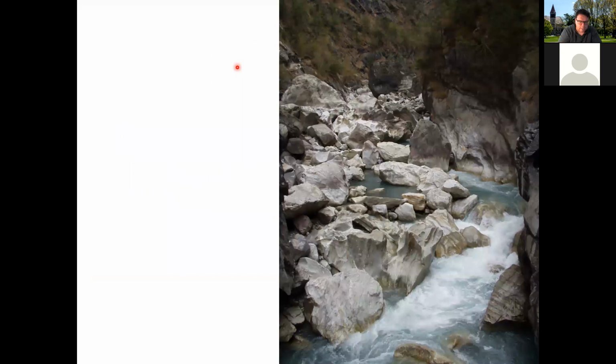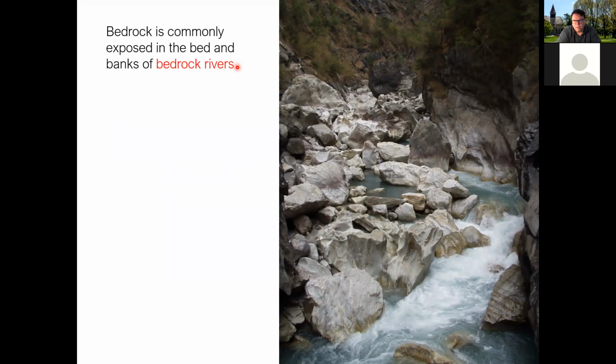So, just an introduction now to the actual types of rivers. There are two main types of rivers, called bedrock and alluvial rivers. Bedrock rivers don't all look as dramatic and beautiful as this, but the key is that rocks are commonly exposed in the bed and the banks of the rivers themselves.